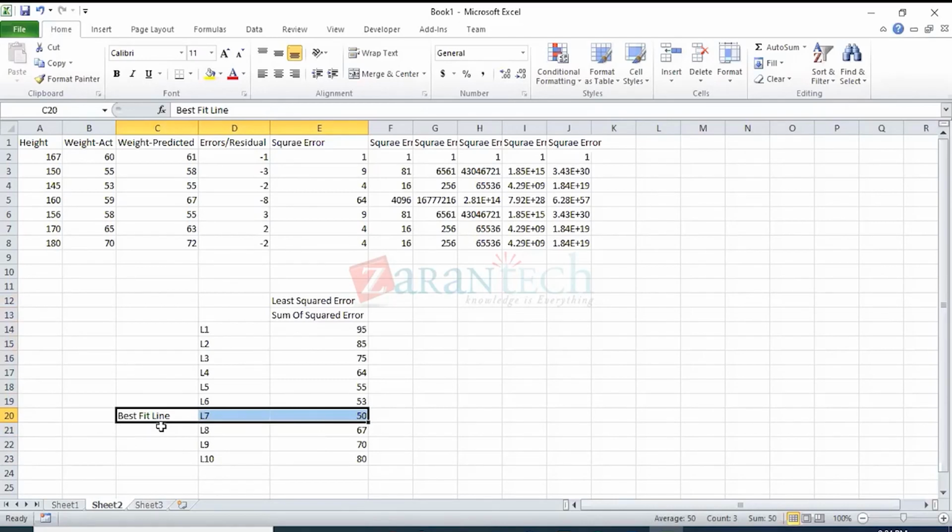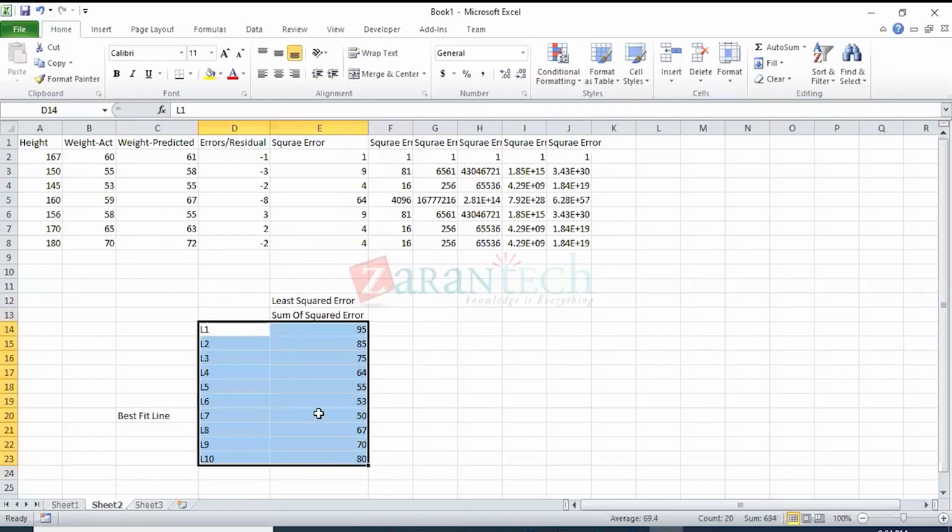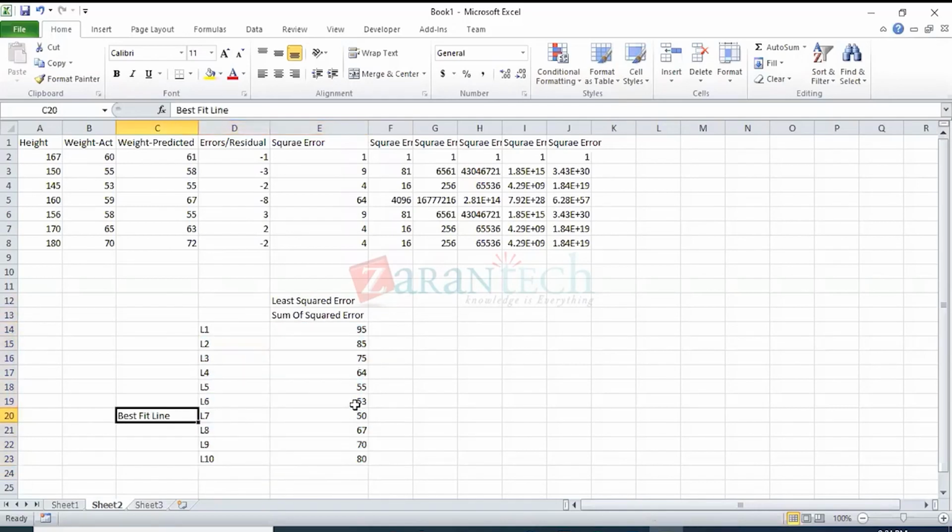You're seeing that specific line that has the least total, the least sum of squared error. This is my best fit line. So the theory of least squared error is that it is trying to minimize the sum of squared error by trying to fit all the possible lines, and after that it will get me the least sum of squared error as my best fit line.